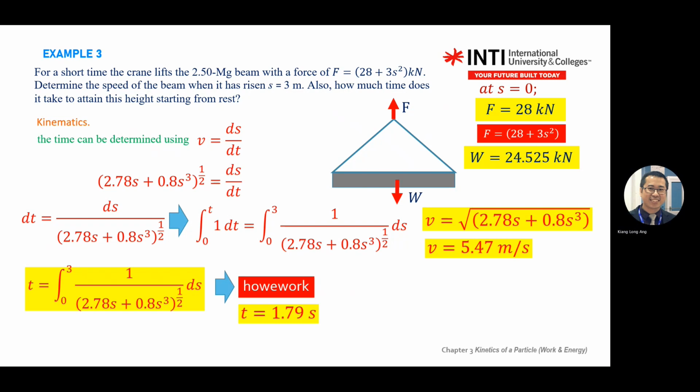Okay. What is the most challenging part when you do Chapter 3 questions? It is the positive and negative sign, and you might miss some forces in your free body diagram. That is the most challenging part. Then for the rest, you just follow the mathematical procedure.